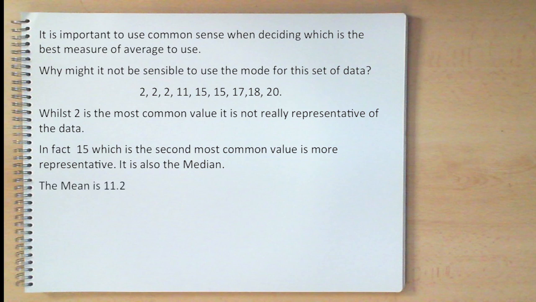It's also the median. The mean, if we were to work it out, is 11.2, and that's really caused by the fact that we have 3 2s in this value, and as we said, lots of low values can distort the calculation of the mean. So that's a good data set to look at when trying to work out why you might use different versions of the average. Let's have a look at another set of data.